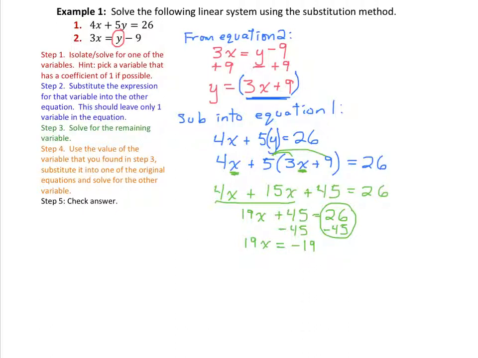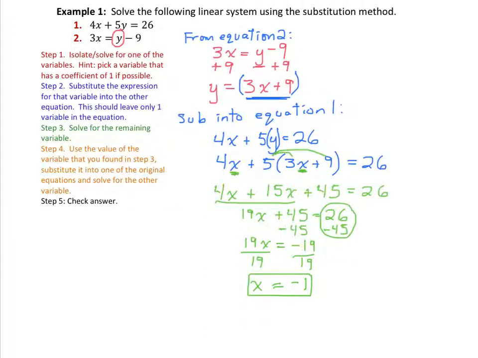One more step now. To get x by itself, we can divide by 19 on both sides, and x is left over on the left side, and negative 19 divided by positive 19 is negative 1. And that is our x value in our solution. But that's not our only answer for our solution. We're not done yet. We still have to find y.